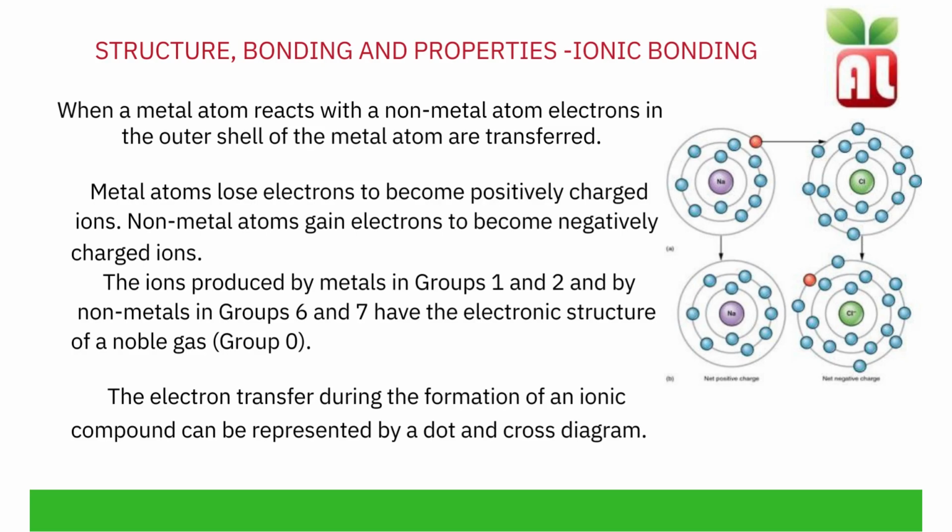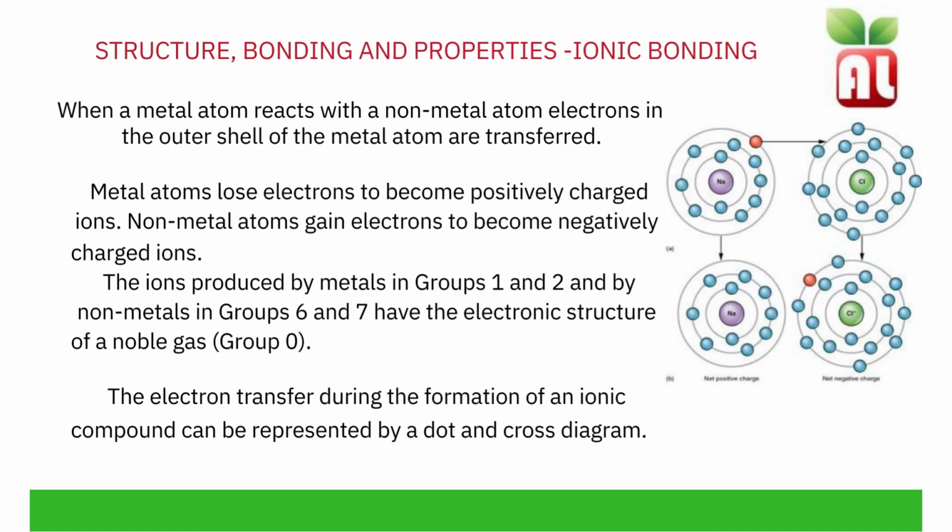Ionic bonding. When a metal atom reacts with a non-metal atom, electrons in the outer shell of the metal atom are transferred. Metal atoms lose electrons to become positively charged. Non-metal atoms gain electrons to become negatively charged. Charged particles are known as ions.